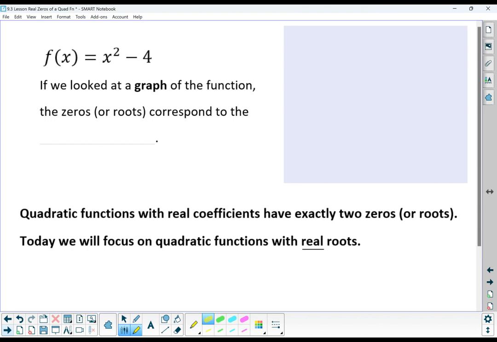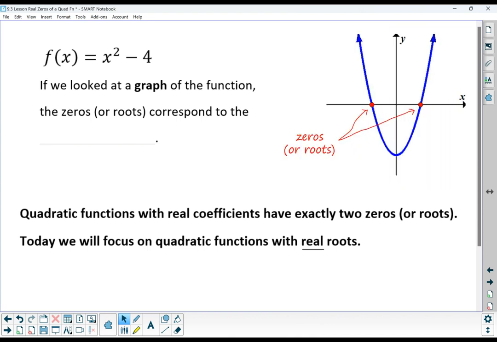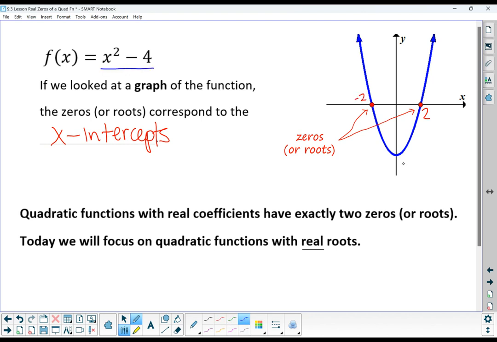If we look at the graph of a function, we can actually see the zeros, or the roots. So here's a graph of that function, f of x is equal to x squared minus 4. You can see that the zeros, or the roots, correspond to the x-intercepts. This one would be positive 2, and this one would be negative 2. And for this particular function, x squared minus 4, the y-intercept would be at the y value negative 4.